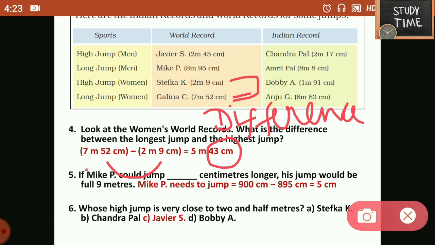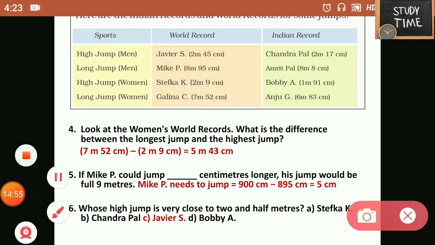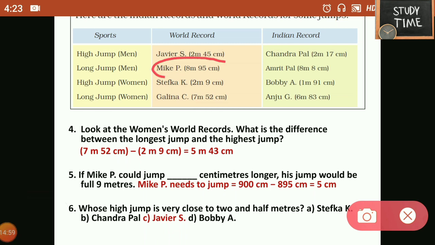If Mike P could jump dash centimeters longer, his jump would be a full 9 meters. Mike P needs to jump. See here, who is Mike P here? This person is Mike P. To jump a full 9 meters, he needs just 5 centimeters. 9 meters is 900 centimeters, so you have to subtract 900 centimeters minus 895 centimeters.